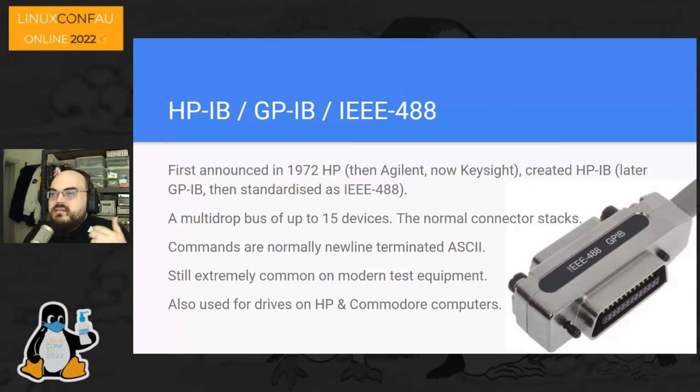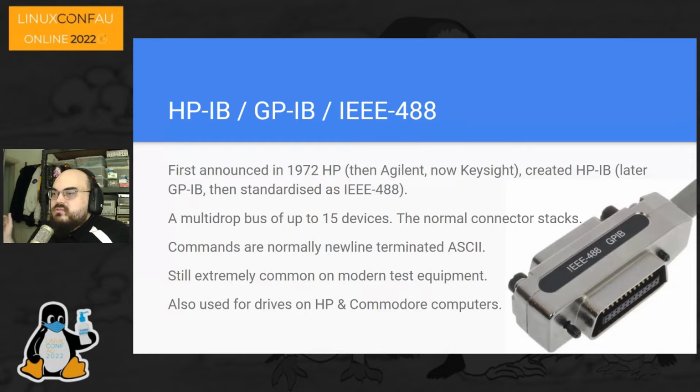Then, released in 1972, Agilent, HP, Keysight, choose your name, created the HP interface bus, which then became the general purpose interface bus, and then got standardized as IEEE 488, which is a multi-drop serial bus. It's about 8 megabit at absolute peak, but really don't try and do that. The connector stacks, it's a bit weird. You can sort of do star topology or straight bus topology. Don't try and get too fancy. If you try and stack 4 connectors on top of each other, you'll end up with a real mess because those are not small connectors.